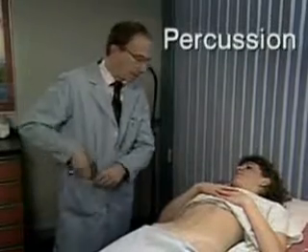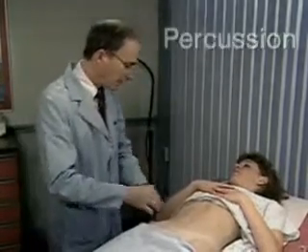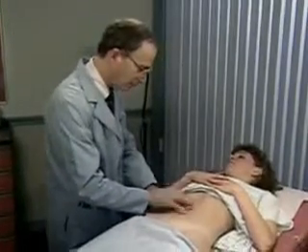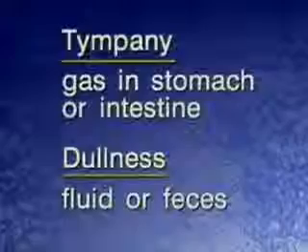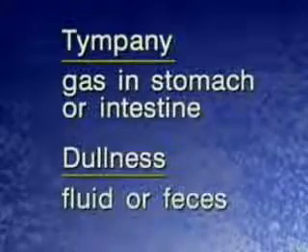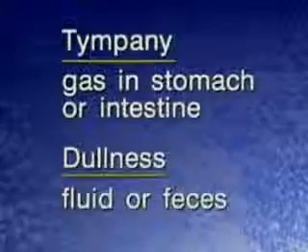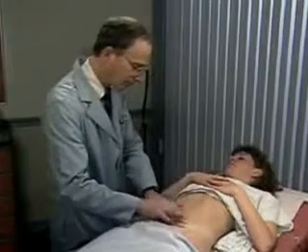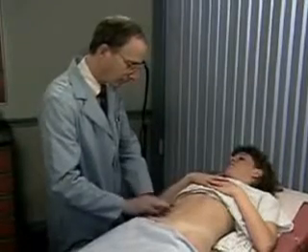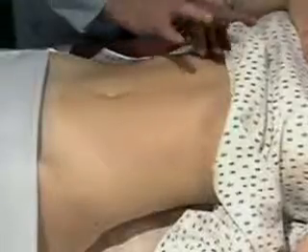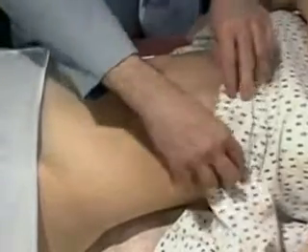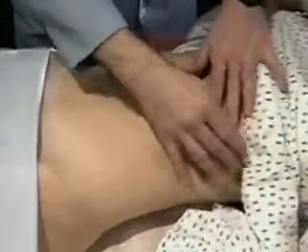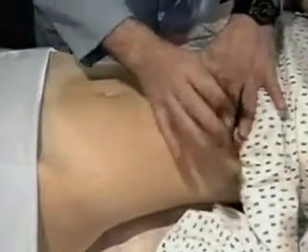Lightly percuss the abdomen to assess the distribution of tympany and dullness. Tympany indicates gas in the stomach or intestine. Dullness suggests fluid or feces. Note any large area of dullness that might suggest a mass or enlarged organ. Briefly percuss the lower anterior chest. On the right, liver dullness is usually present. On the left, you may hear the tympany of the gastric air bubble.